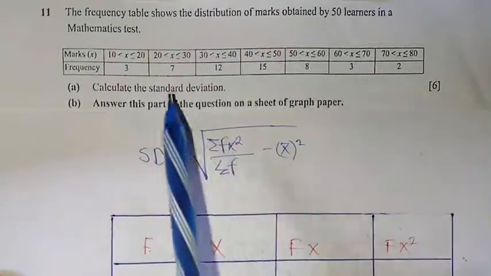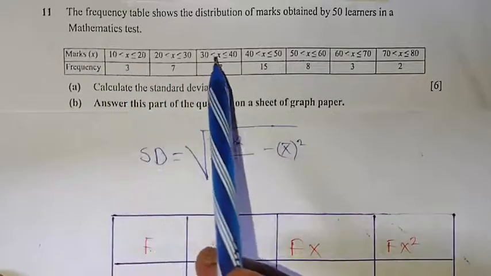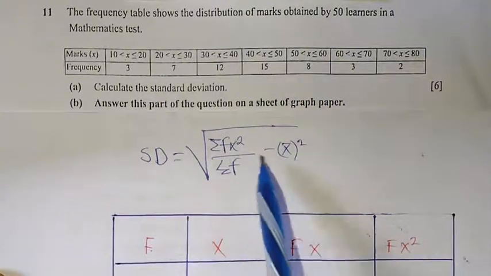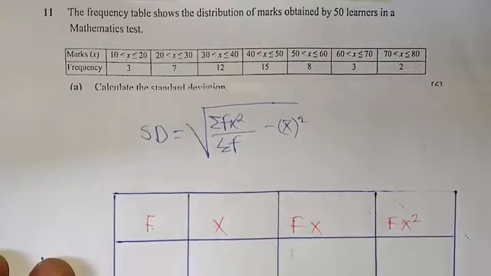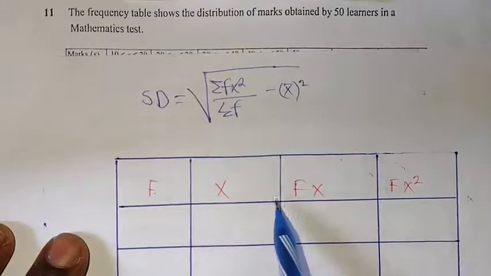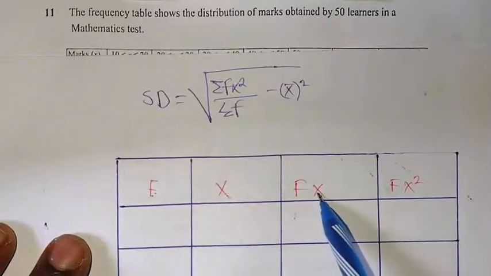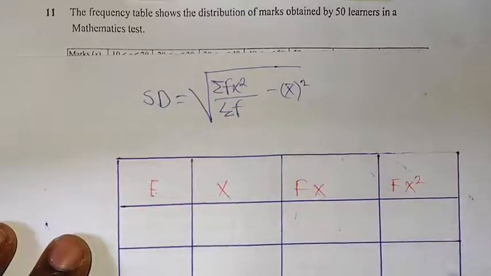So remember, this is grouped data, because we have class intervals. This is the formula you can use when you are finding the standard deviation for grouped data. So on your table, you must have the column for f, the column for x, fx, and even fx squared. You can see we have this right here.